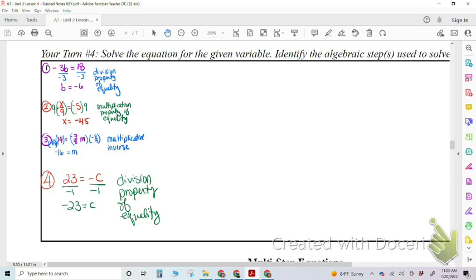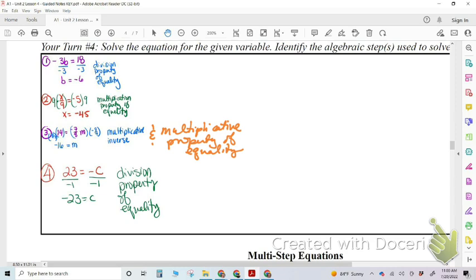For number 3, you multiplied both sides by negative 8/7. That is the multiplicative inverse, and actually also the multiplicative property of equality. And the last one, you divided both sides by negative 1. That is the division property of equality. Went ahead and added that multiplicative property of equality there. Kind of two things going on for number 3.